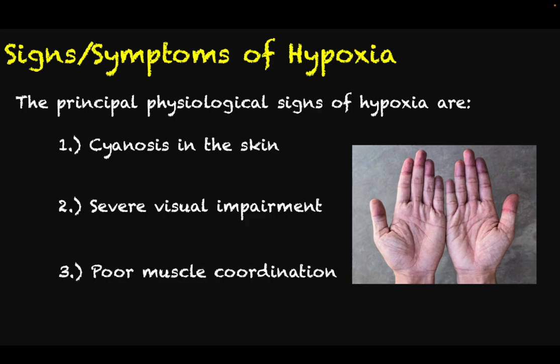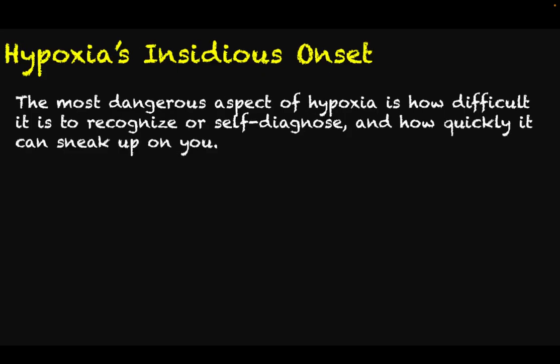And then poor muscle coordination, which we will learn later in the semester. Your ability to contract your muscles, which gives you the motor control you need to operate your flight controls, is all controlled via your somatic nervous system, which ultimately comes from your cerebral cortex in your brain. So if your brain and your muscles are not getting enough oxygen, they are not going to have enough energy to do the sorts of very fine coordinated movements that they would normally do.